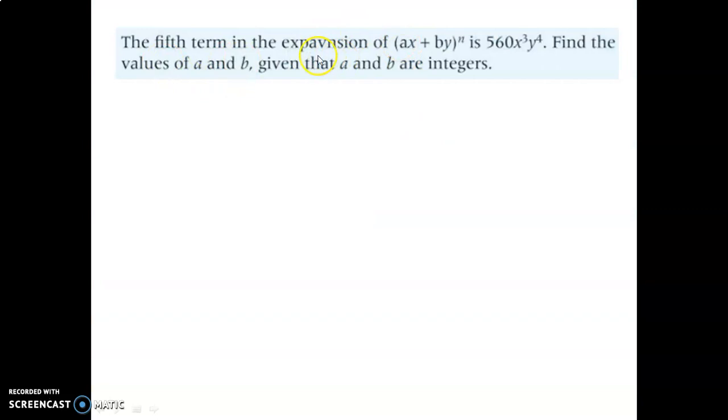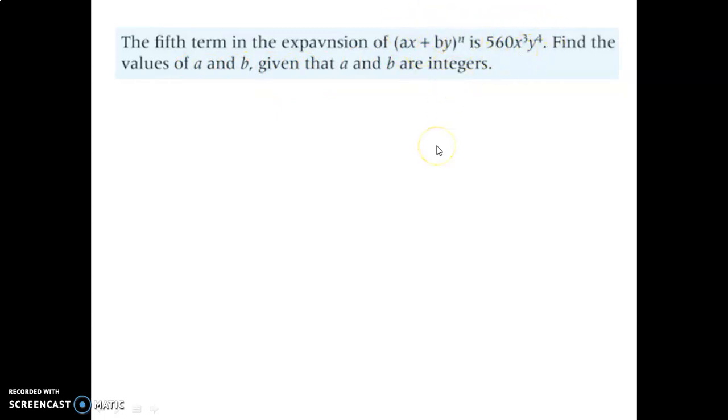The 5th term in an expansion, whoa, there shouldn't be a v there, in the expansion of this is this value here. So it tells you the 5th term looks like this. However, here you can see we have a and b. Those represent some values, some numbers, and here it says actually a and b are integers. So a and b are some unknown integers, but we can figure them out because we are told what the 5th term is. And that's our goal here, to find the values of a and b. What numbers can go there so that this is the 5th term produced by this expansion.